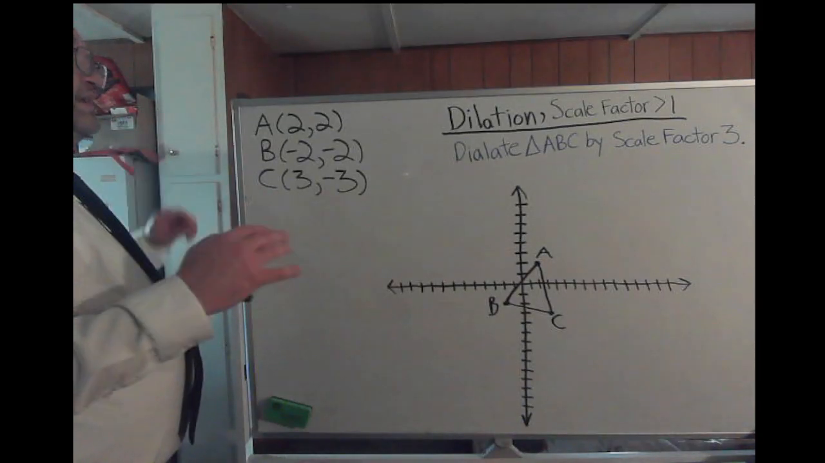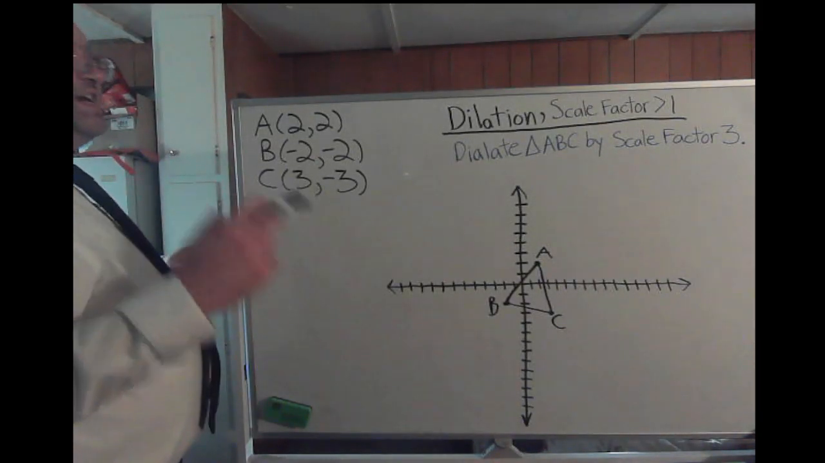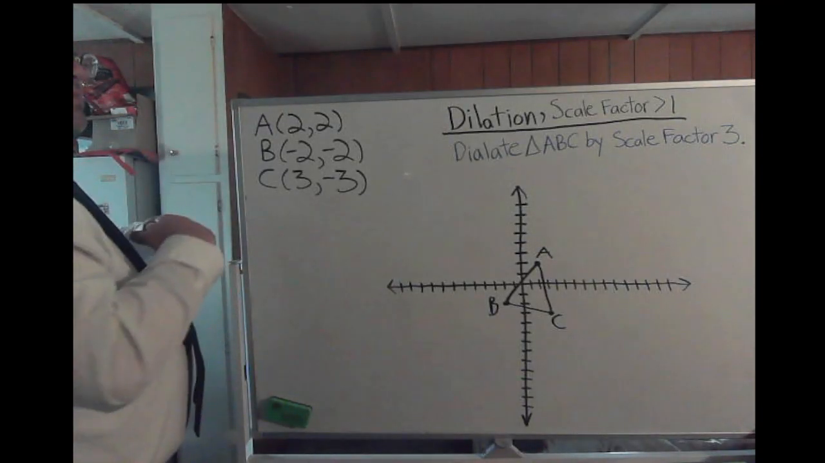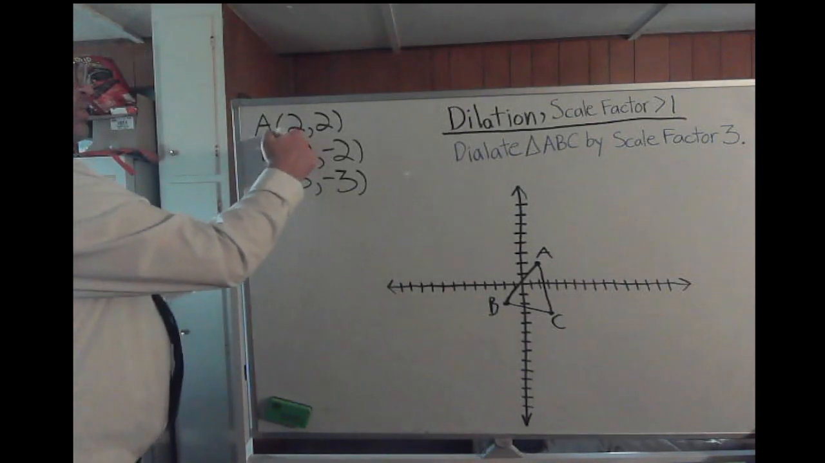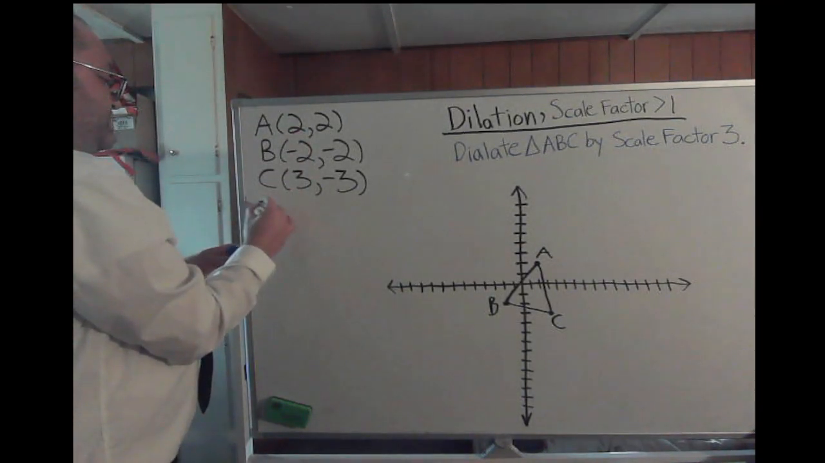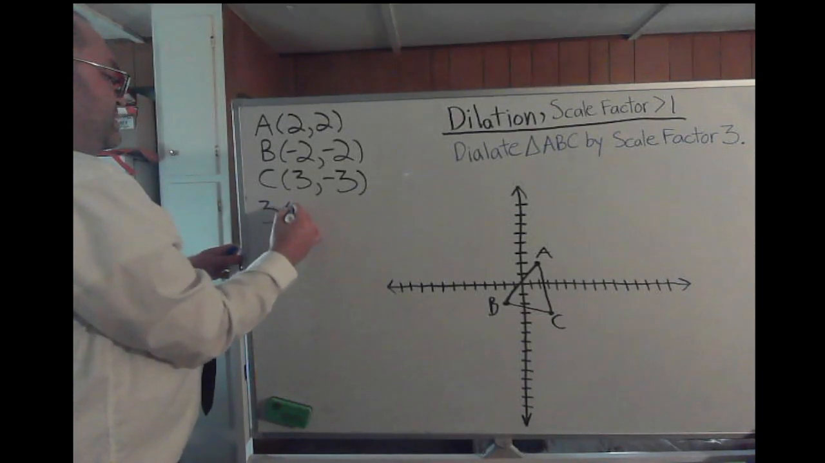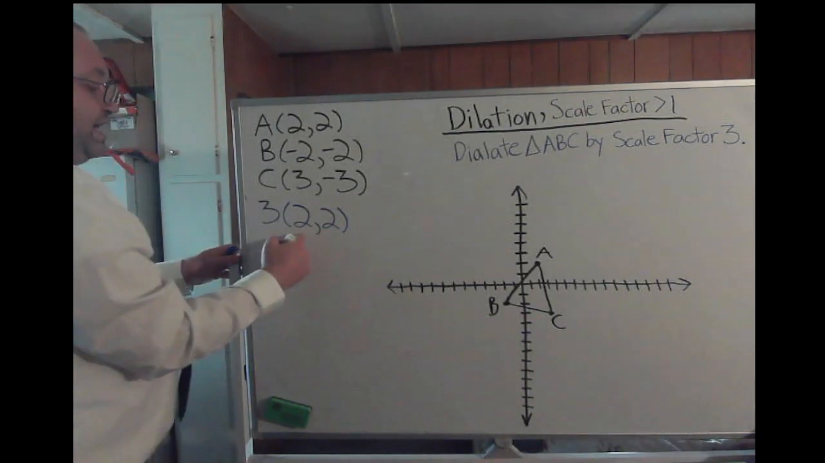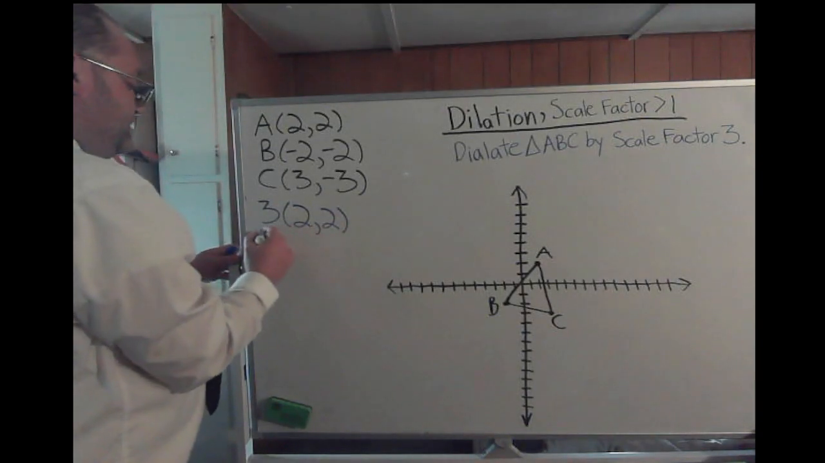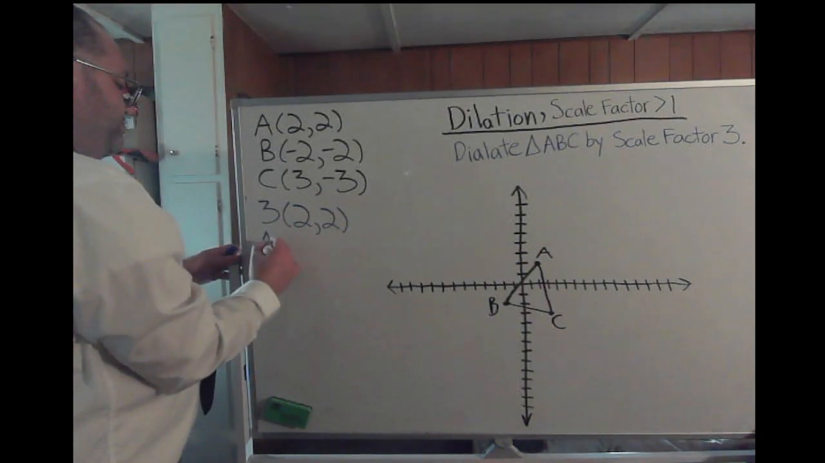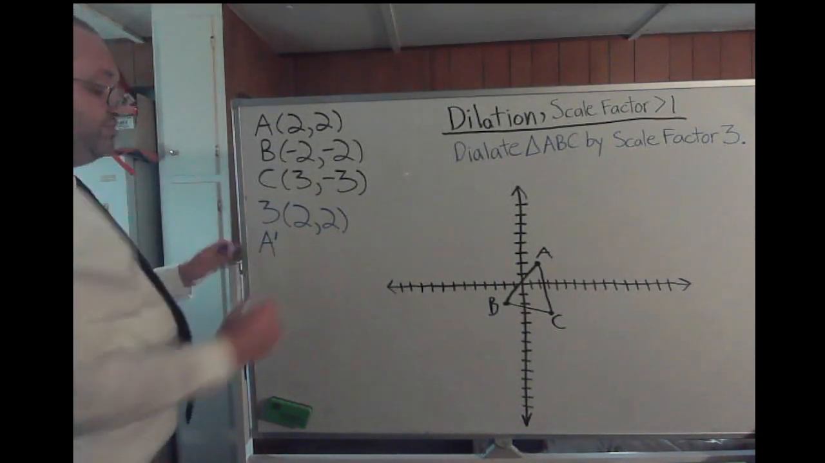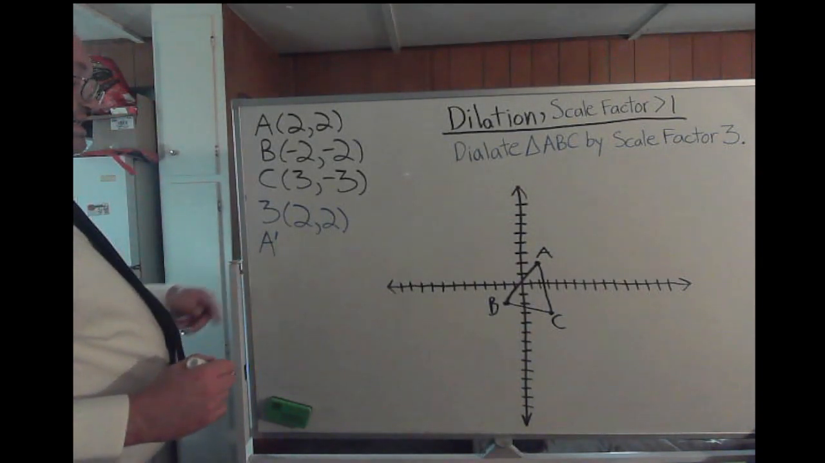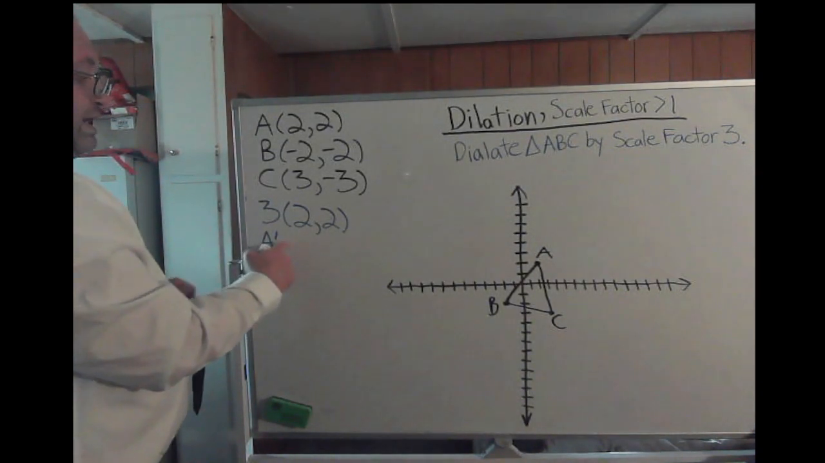Whenever you dilate, whatever scale factor you have, you take your coordinates, you multiply it by that scale factor. So let's start with 2, 2. We'll take 3 times our coordinates 2, 2. You just multiply that by each of the coordinates. You would get A prime. Again, the transformation of that coordinate will be prime, just like it was with shifting or reflecting. The transformed coordinate would be A prime.